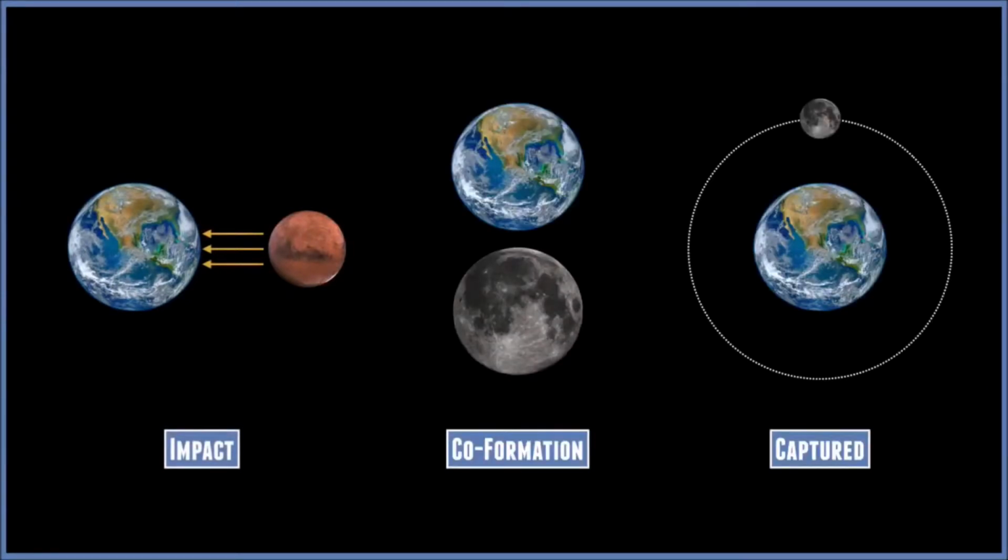There are basically three theories of how our planet's satellite came to be. There's a giant impact theory, a co-formation theory, and a capture theory. All these theories have a scientific value to them. All of them pretty much make sense, and all of them pretty much match up with all of our observations and studies.